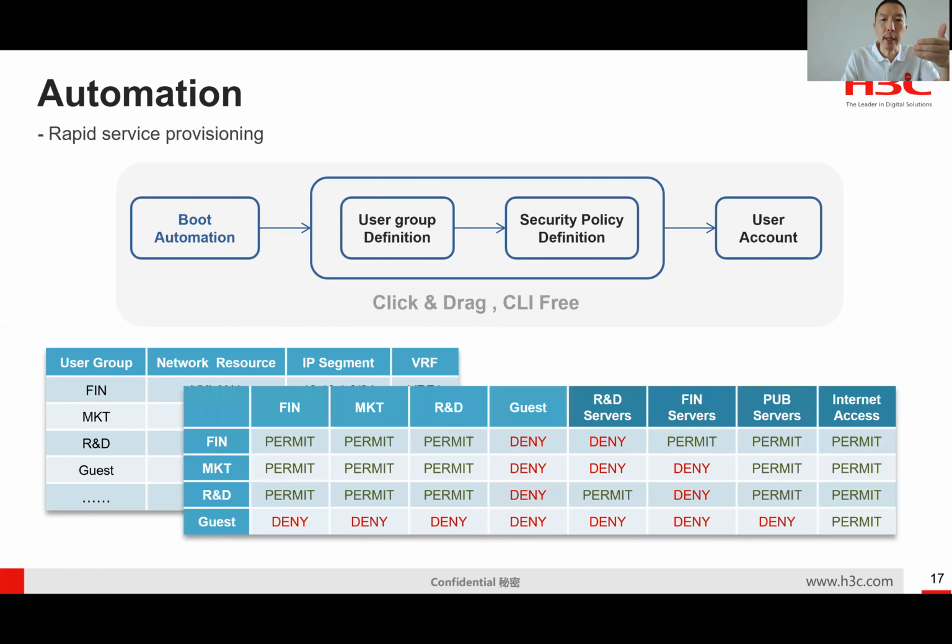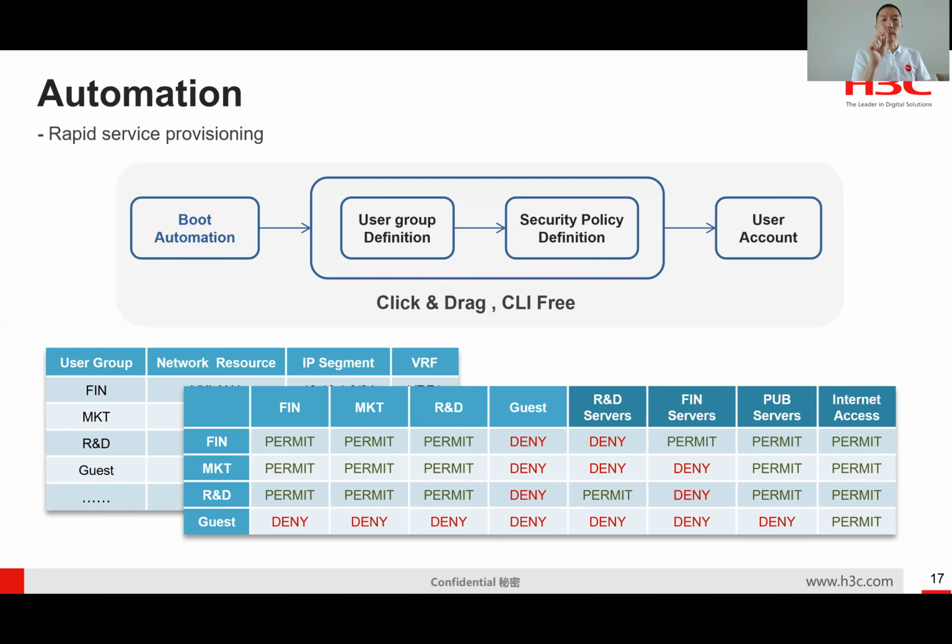And then finally, you have your resources. Maybe R&D has their R&D server resources, and finance has their finance server resources. You can mix and match based on the user group and resources group. And this is a matrix table where you can define all the policy you want to set up in the network. It's just a matrix, very simple.